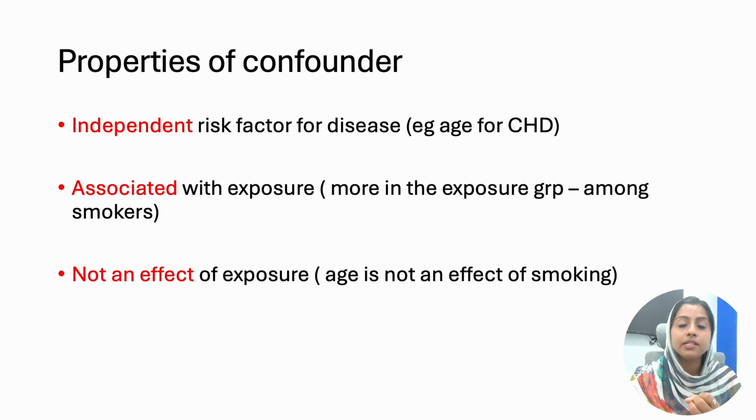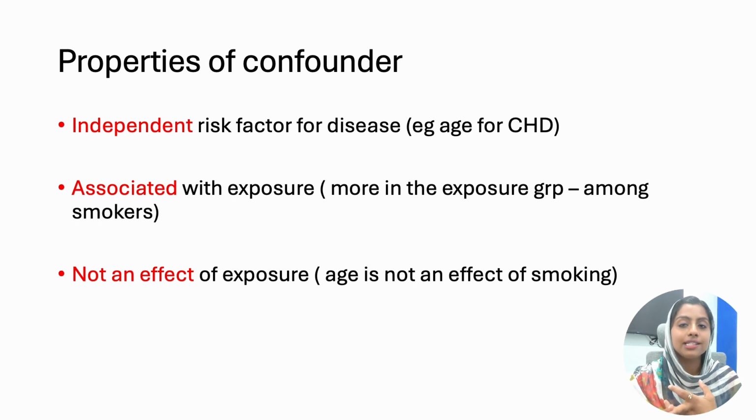So it should be an independent risk factor. The second one is it should be associated with the exposure. In the sense, again, in the example already discussed, it's likely that there are more smokers among elderly individuals than the younger population. So in the sense, the confounder is associated with the exposure.